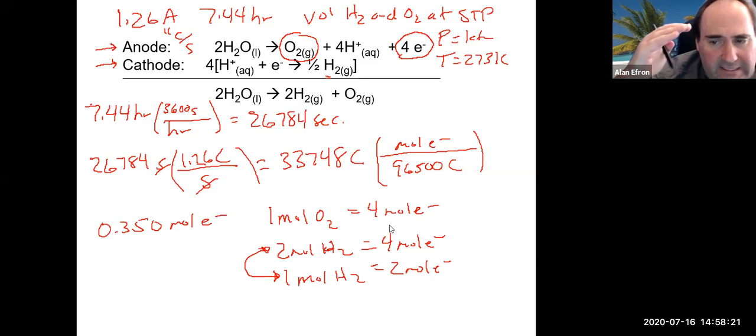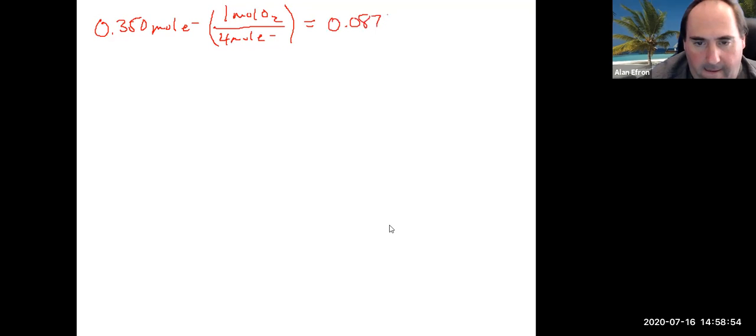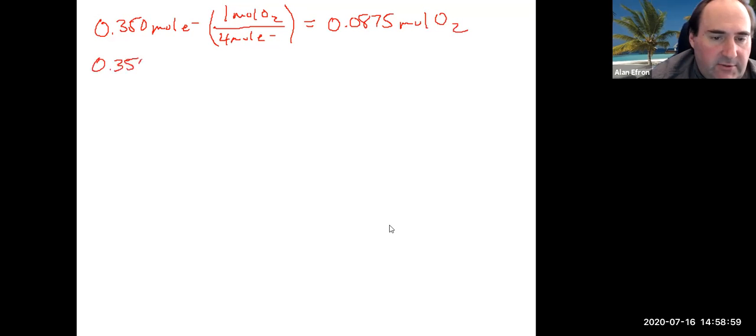So we're going to use these balanced half reactions to go from moles of electrons to moles of what we're interested in. So I'm going to flip the page here. And by doing that, we're going to take 0.35 moles of electrons. And for every 4 moles of electrons we got from the half reaction, 1 mole of O2, which will give us 0.0875 moles of oxygen.